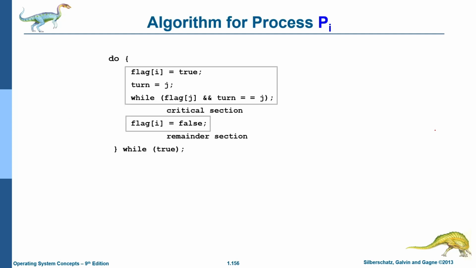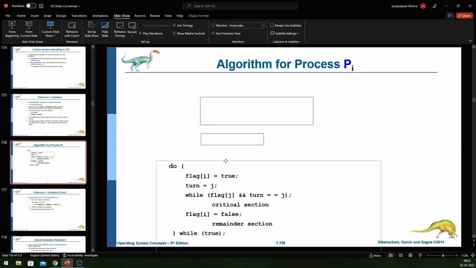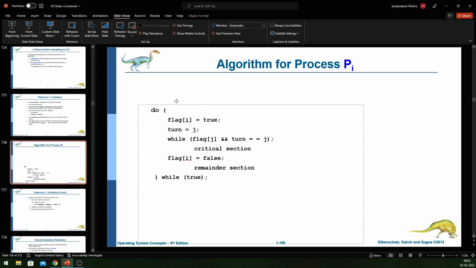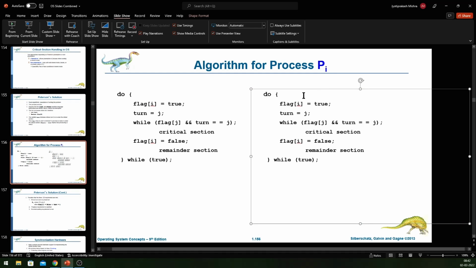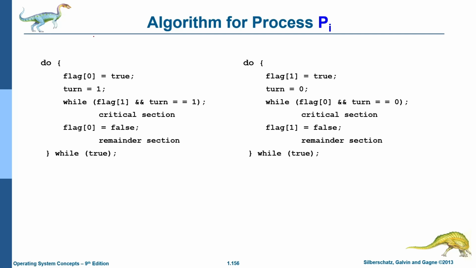Okay, let's look at the program. Now you'll get a feel of what's going on. If this is process Pi and the other process is process Pj, keep that in mind. Process Pi's code is written like this. So this is the code for P0 and this is the code for P1.